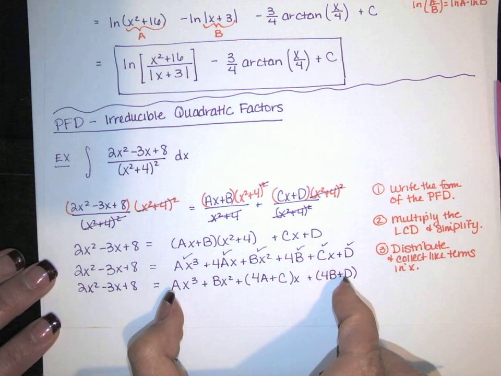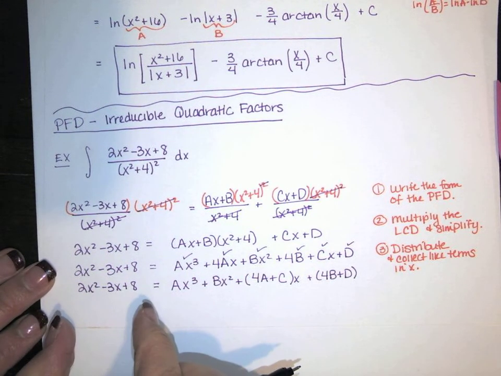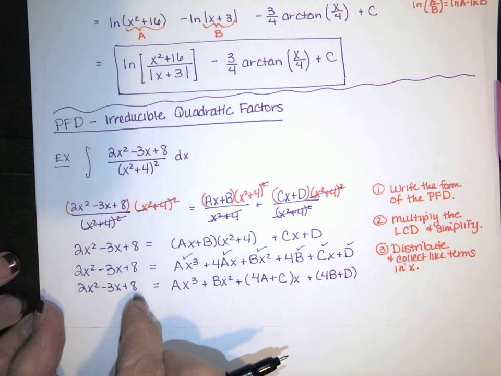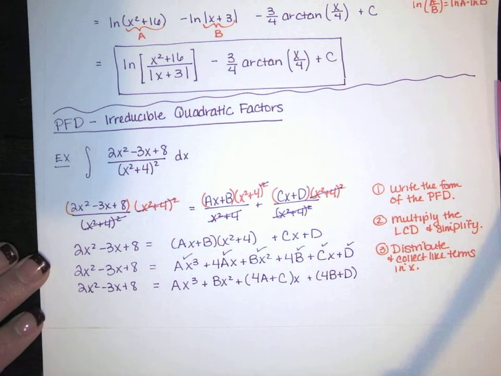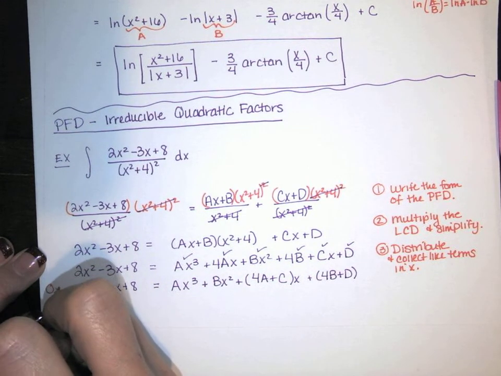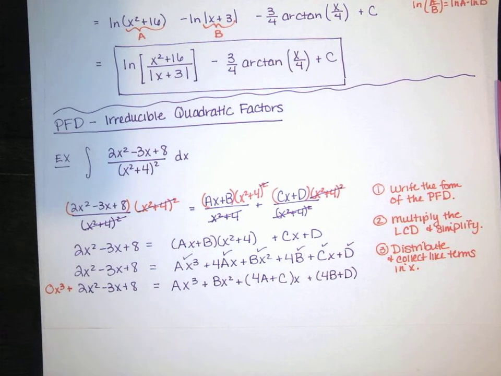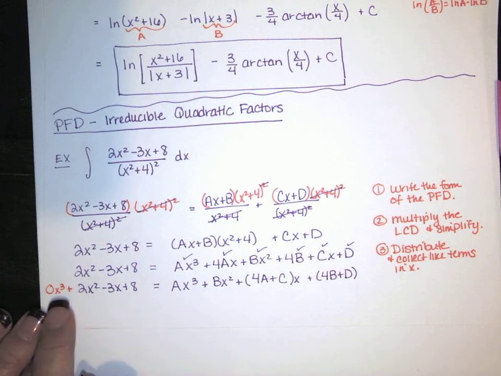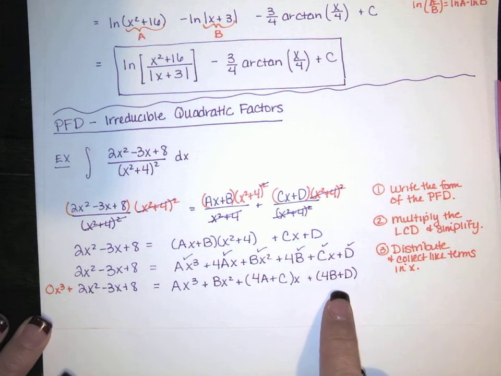Now, this looks like a third degree polynomial. This looks like a second degree polynomial. It doesn't have an x cubed in it. That's okay. We just need to add a placeholder. If there are any missing terms on this side, just add 0 times that power of x that's missing, so that you have the same number of terms on this side and this side.